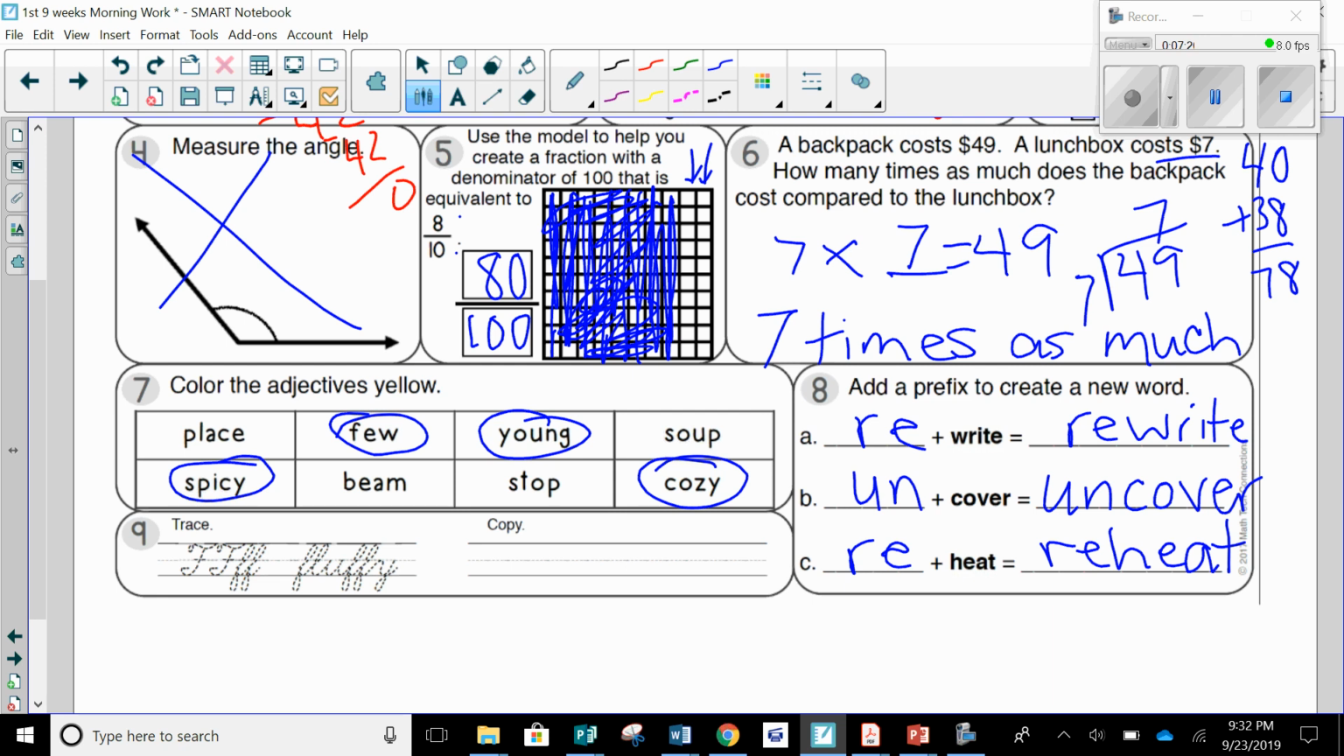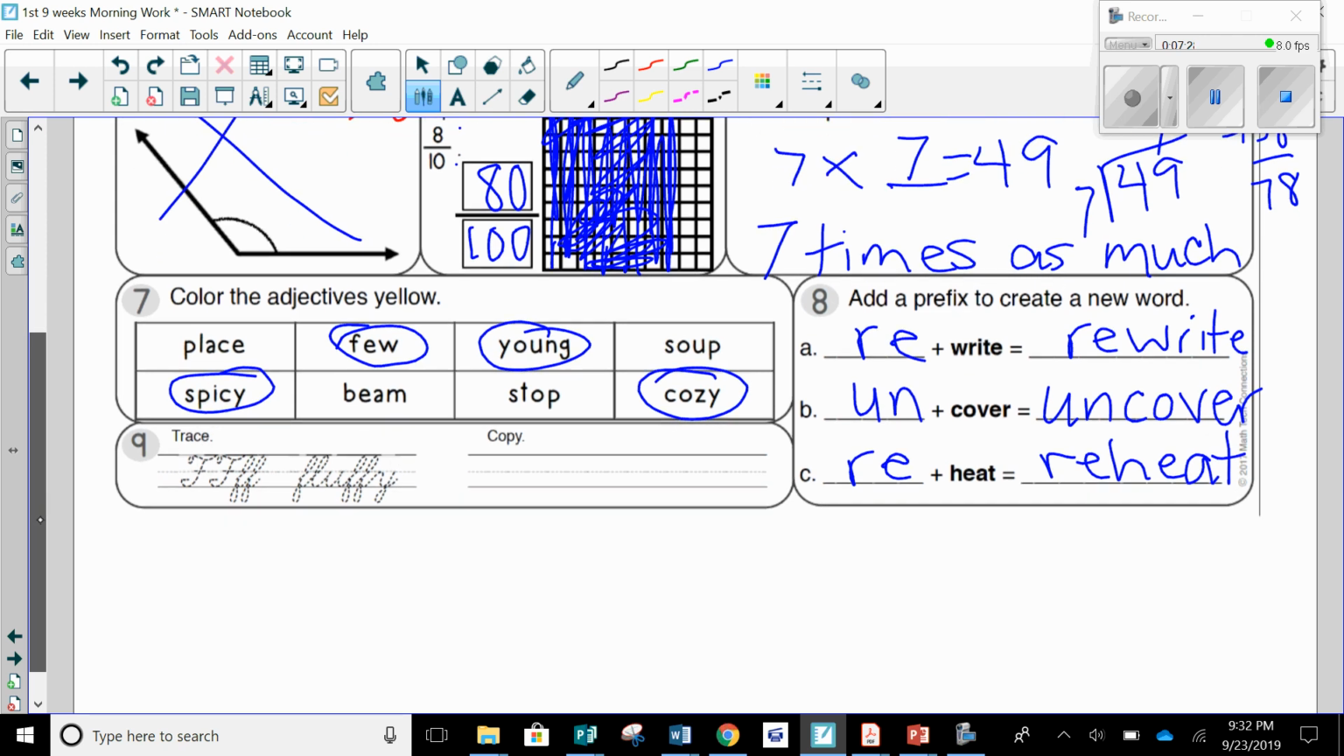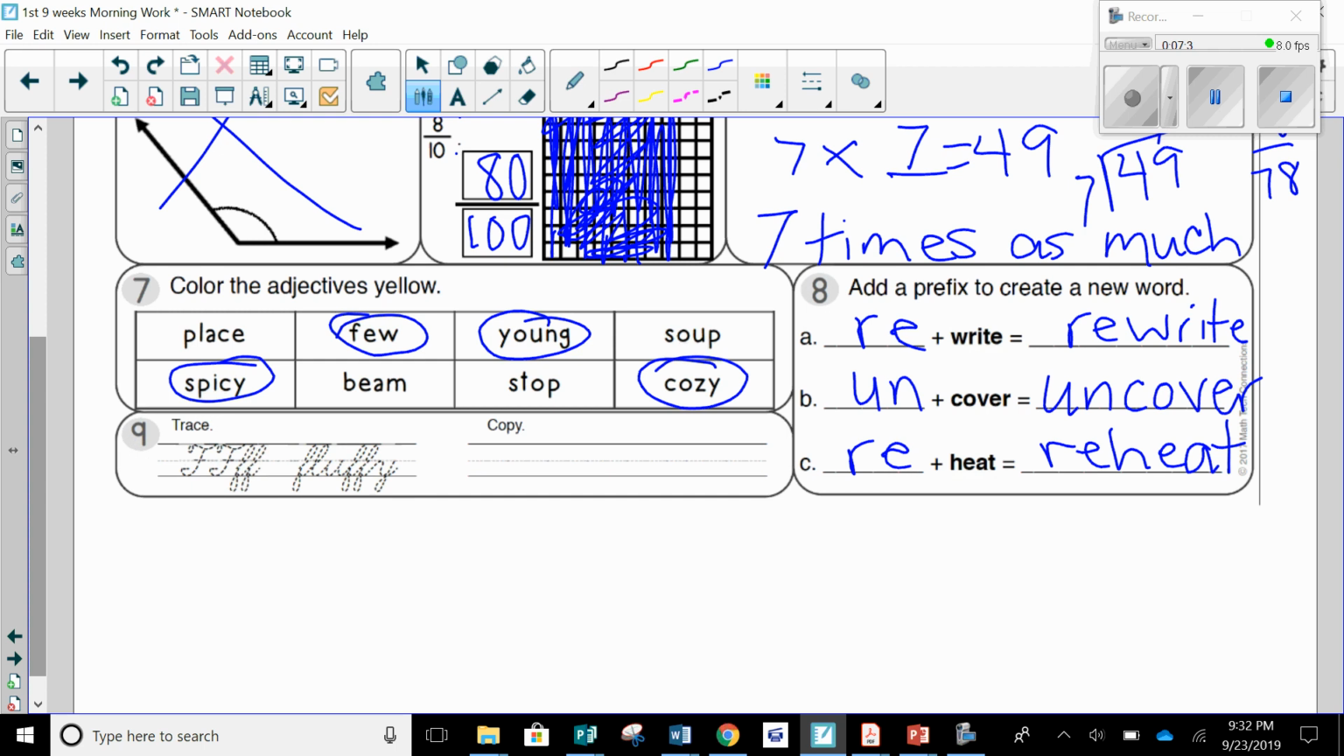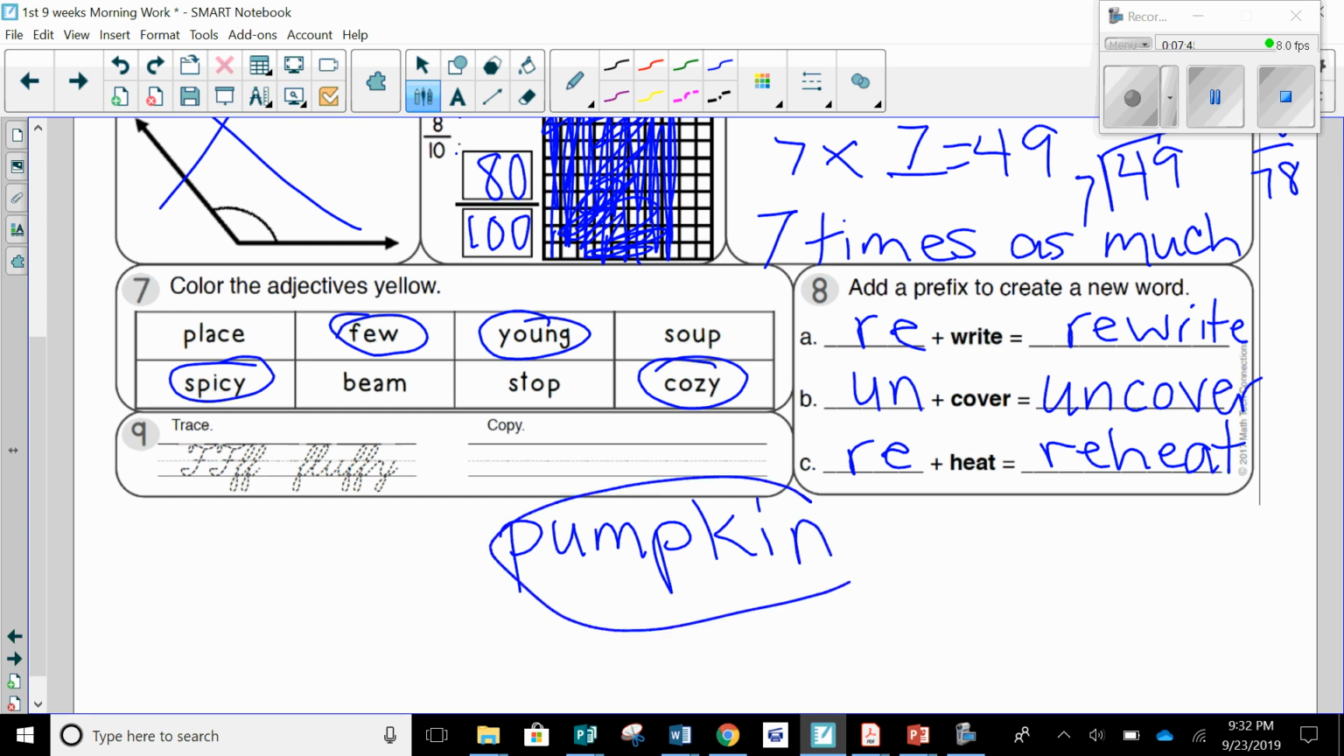We can double check them tomorrow. So you need to write the secret word on your worksheet and turn it into the tray tomorrow. So the secret word is going to be pumpkin. Okay, so you should have this written somewhere on your worksheet to turn in.